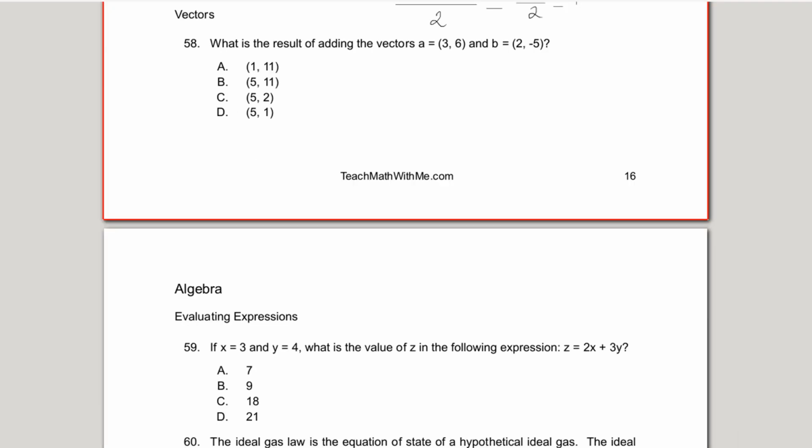Now let's do a question related to vectors. This one asks us the result of adding these 2 vectors, A and B. So when we add that, we're just adding the components, the same components there. So first we have the component 3 plus 2, and then we have the component 6 minus 5. And simplify here, 3 plus 2 is 5, 6 minus 5 is 1, and that gives us answer choice D. So don't let vectors scare you. Don't let the complex numbers scare you. Work these problems, figure out how you work them, and then just plug your numbers in.